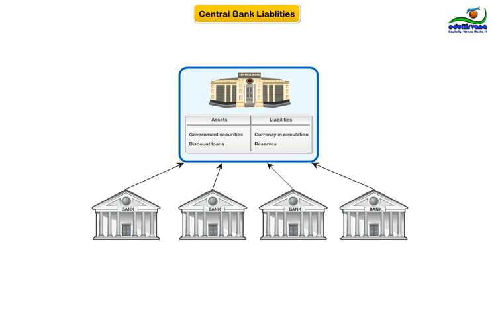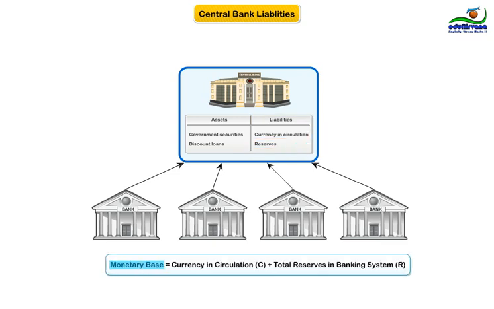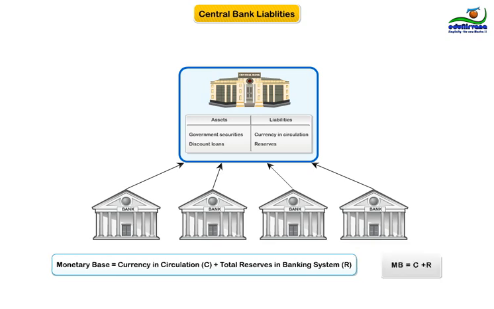One important thing to learn here is that the liabilities of central bank are also called monetary base of the economy. The monetary base, also called high-powered money, equals currency in circulation C plus the total reserves in banking system R. The monetary base MB can be expressed as MB = C + R.